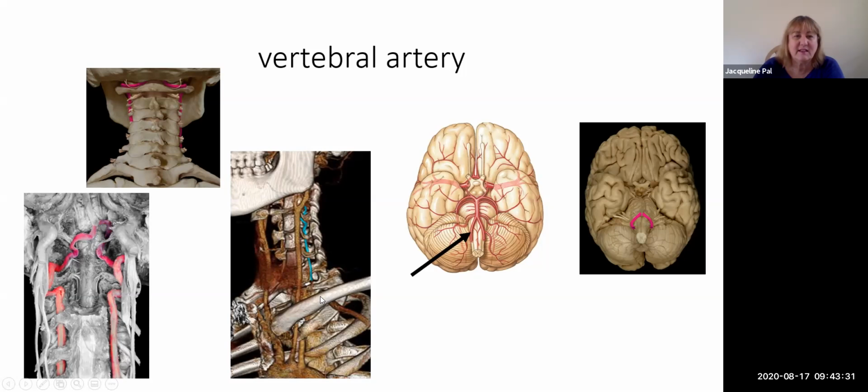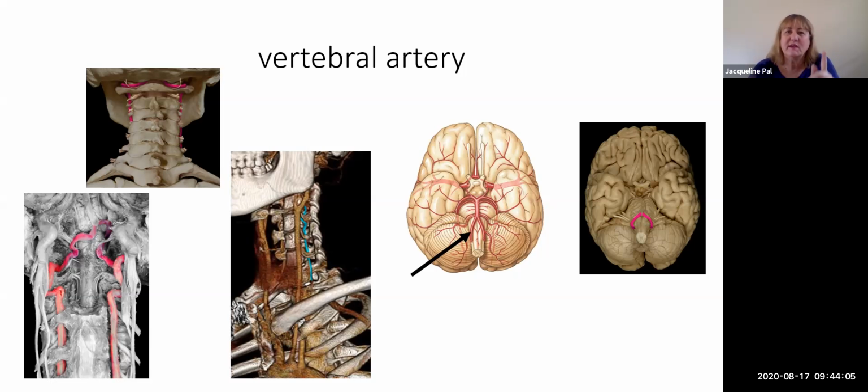And this blood vessel, which travels through the neck, is known as the vertebral artery. Once it reaches C1, the vertebral artery then travels medially and enters the skull on each side through the foramen magnum. So you have two vertebral arteries, which you can first see inside the skull, just underneath the medulla oblongata.